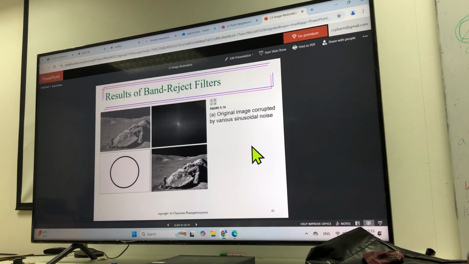Like, for example here, remember the image corrupted by periodic noise, and when you do the Fourier transform, you get all the dots around it. So you apply this band reject filter onto the Fourier transform, get rid of those dots in the frequency domain, and you transform it back. You can see it's a lot cleaner.